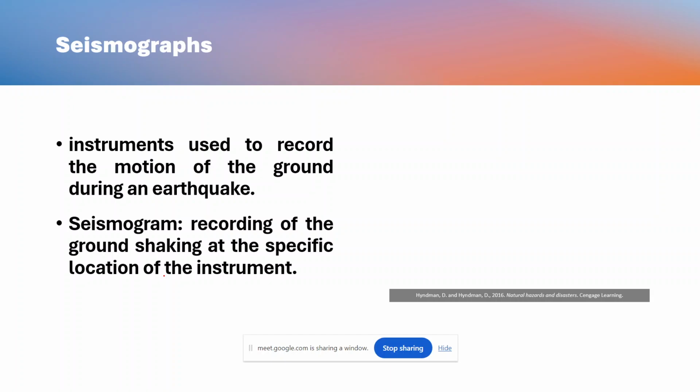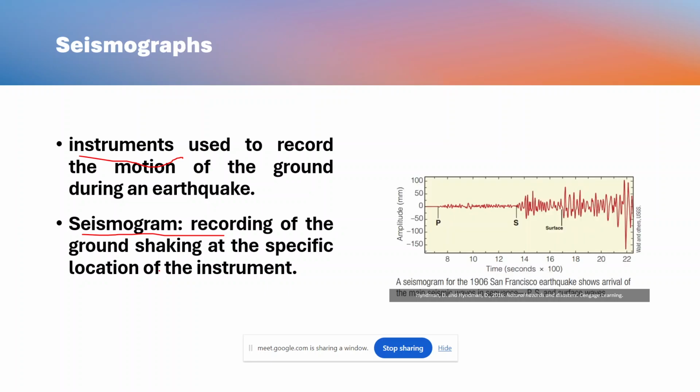It's basically, as I said, you have four kinds of waves, right? In the seismograph, this P wave, since it is faster than all the other waves, is recorded first. Then the S wave is recorded, and then the surface waves are recorded. So the seismograph is the instrument which records this motion, and the seismogram is the recording of the ground shaking at the specific location of the instrument.